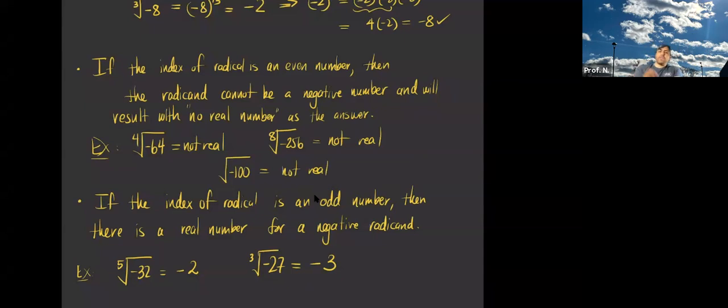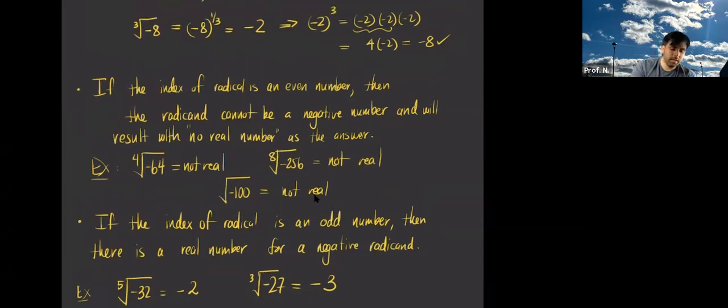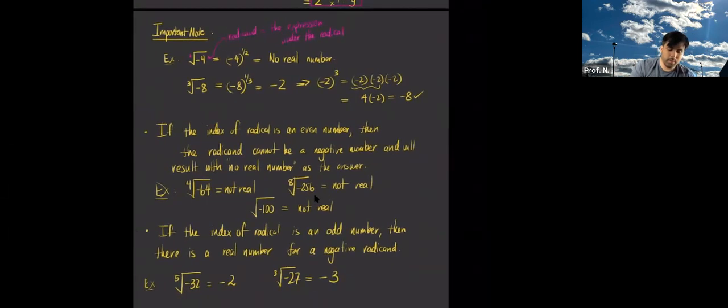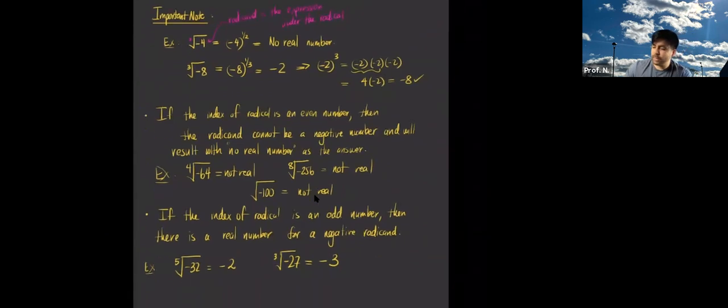So even radicals, if I have a negative underneath the radical, I don't have a real number for it. If I have an odd radical index for a negative number, then the number exists and it's a real number and it's a negative number. So I just want to make sure that is established as well. Okay?